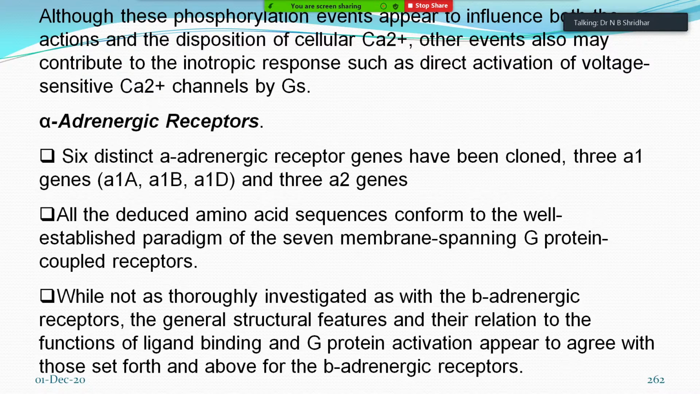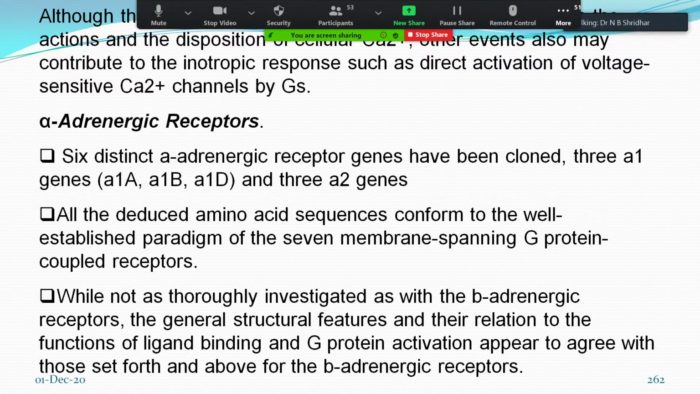See, you may be surprised that the same alpha and beta type of receptors exist in so many tissues, but the actions are different. This is because of the distribution of the subtypes of the receptors in different tissues.